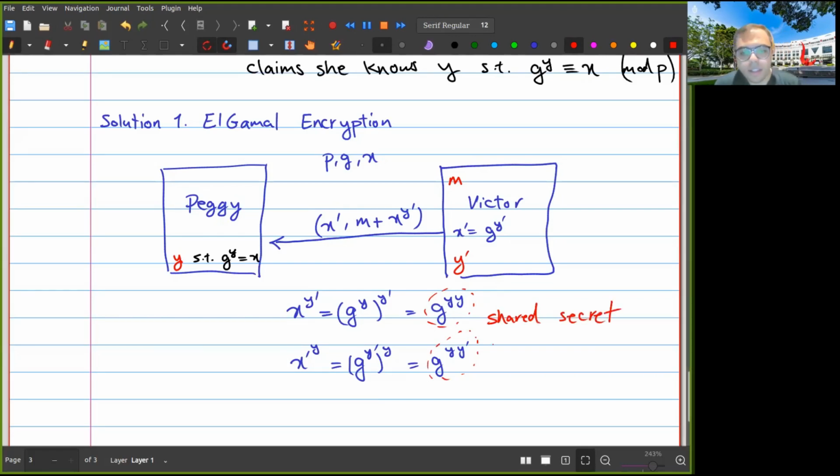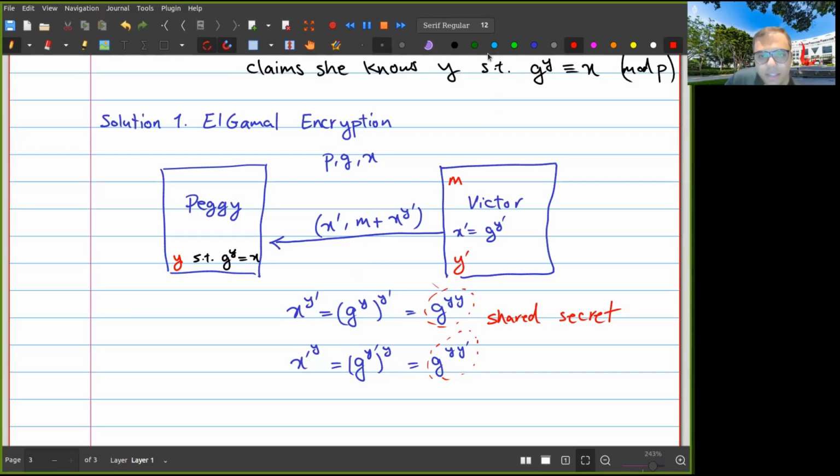And then he could use this shared secret to basically encrypt a message. So in order to send a message M to Peggy, he would just add this shared secret to M. And then because Peggy could find this shared secret, she could also find M. That's what El-Gamal encryption was basically.